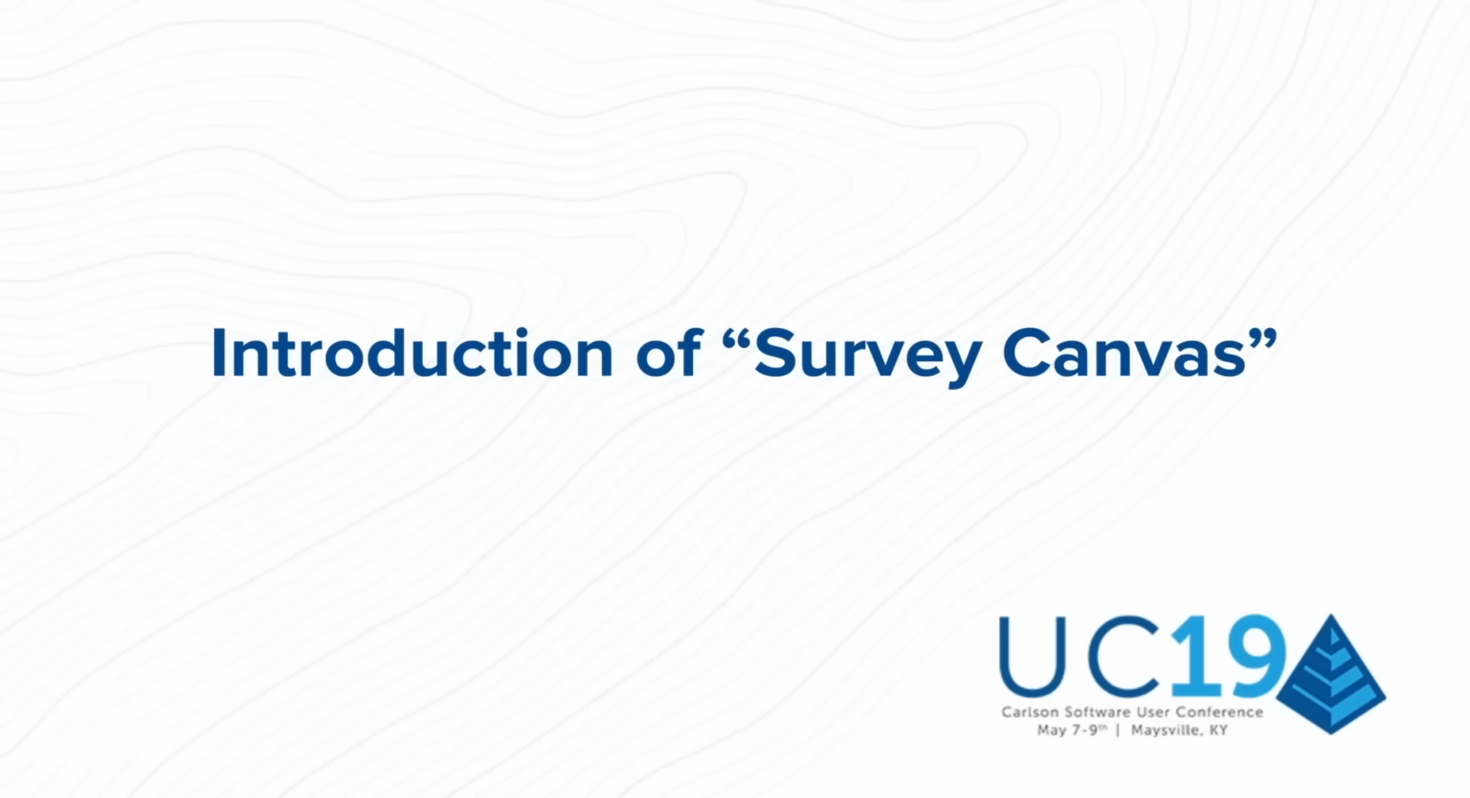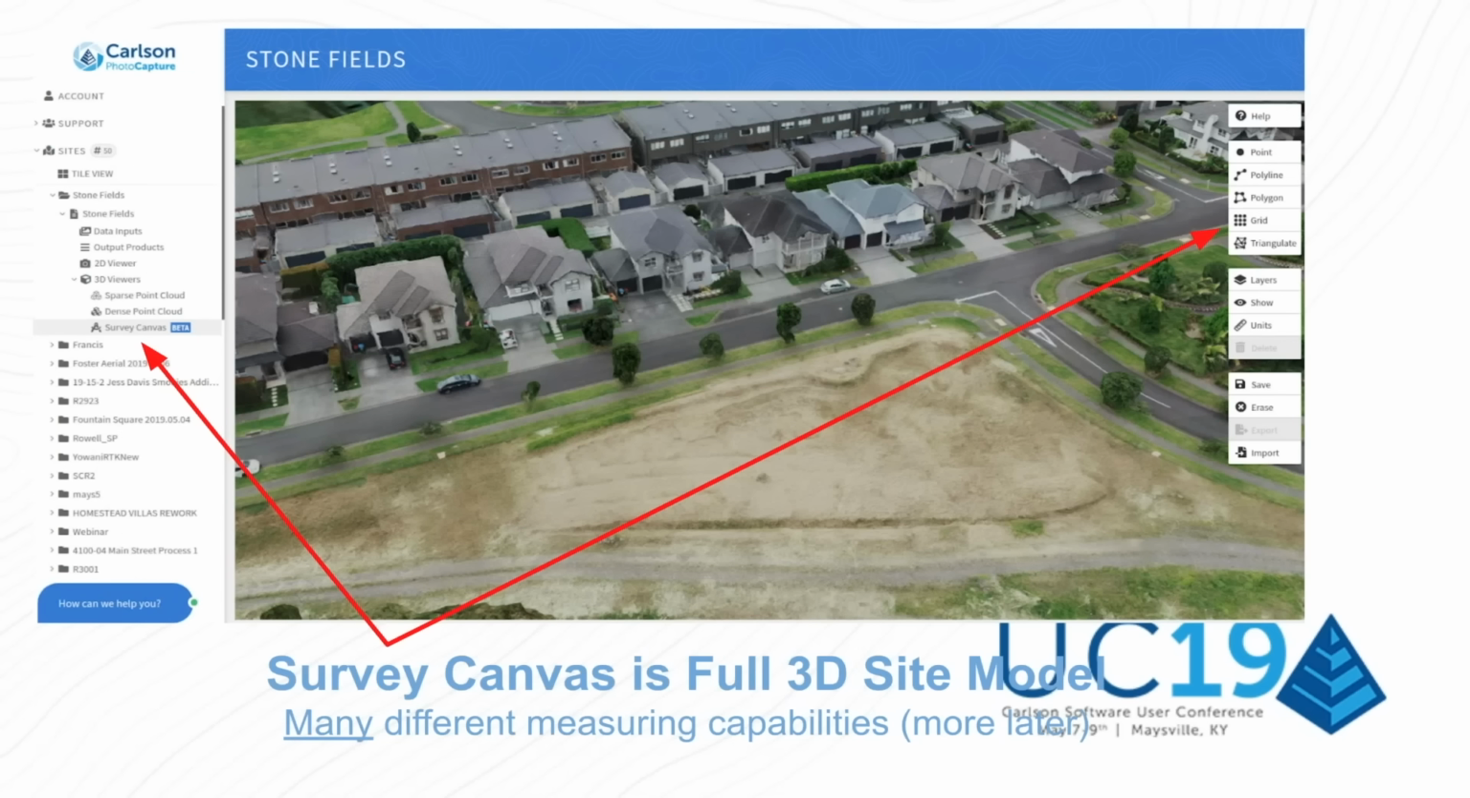Oh, and then one last thing, the introduction of the survey canvas. The survey canvas is a way to digitally survey on the 3D models that you generate from CPC. So it's a new feature. You can measure 3D polylines. You can grid surfaces, create different types of line work directly on the 3D models. So it's really cool, and we encourage you to check it out.